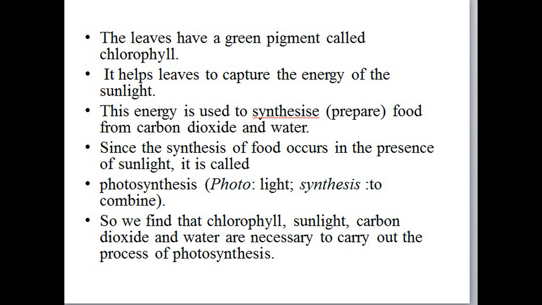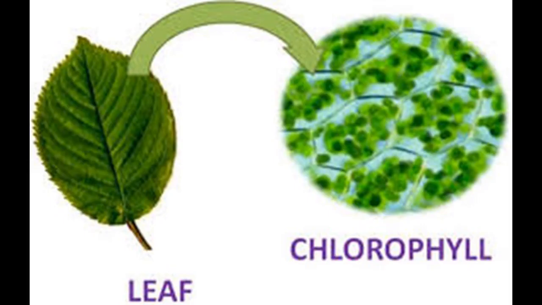Photo means light, and so we find that chlorophyll, sunlight, carbon dioxide, and water are necessary to carry out the process of photosynthesis. If we look at the structure of the leaves carefully, we see the pattern and the chlorophyll present in the leaves.